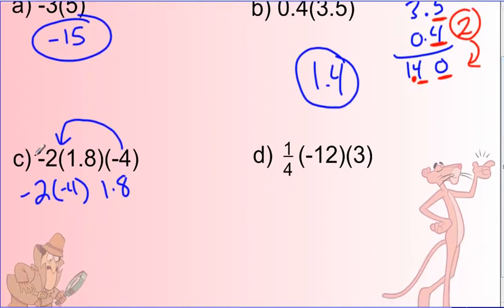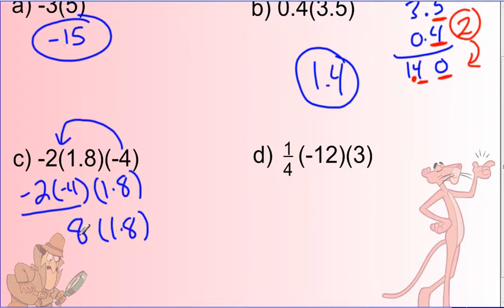Because I want to take the -2 times the -4 first, because that math's easy to do in my head. 2 times 4 is 8. The signs are the same. The answer's positive. Then I can take that times 1.8, and I think it's just going to be a little bit easier. So multiplication has this commutative property as well. And we'll see that again in a couple slides.